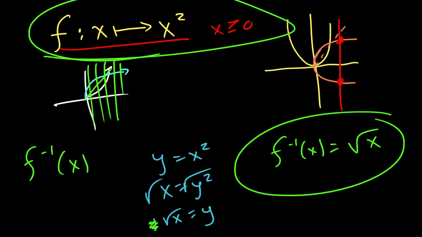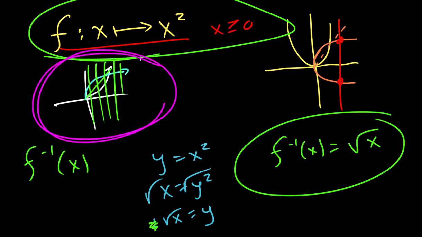Okay, and then part D, it says sketch f of x, y equals x, and the inverse of f. We actually did that right here already, so I'm not going to do that again.